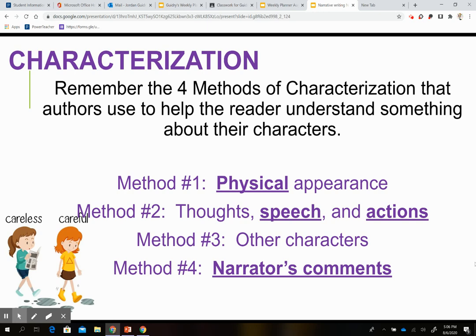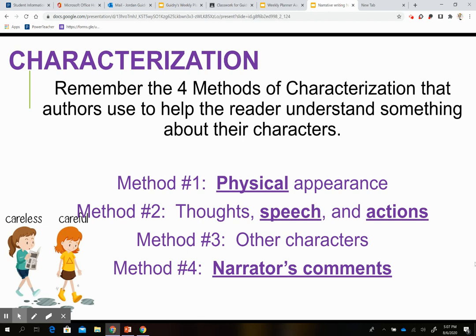Then method 4 is going to be the narrator's comments. How does the person narrating the story describe those characters? So this would be if they're describing the character to you and they use words like clean, tidy, or everything's in a row. We know that that character might be a little OCD.